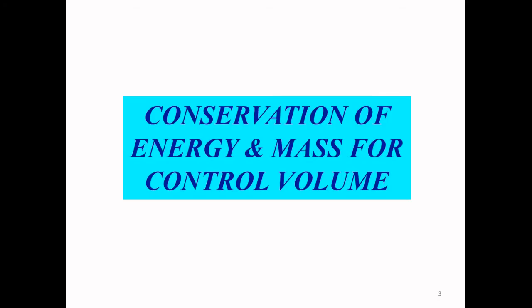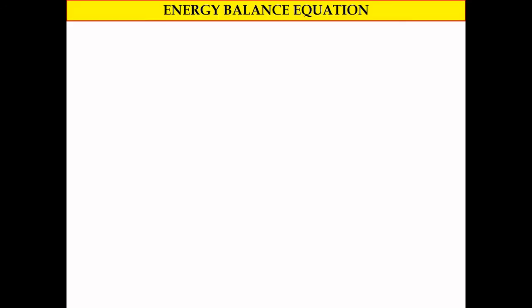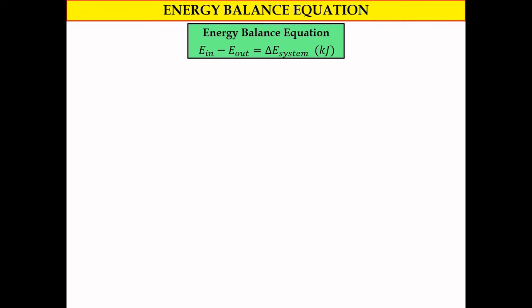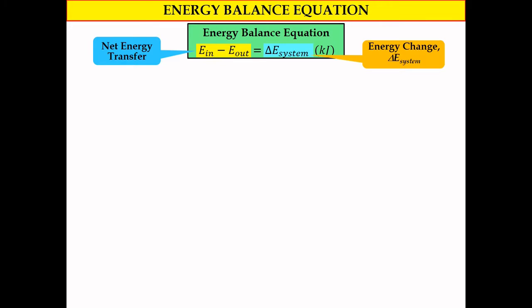Conservation of energy and mass for control volume, or for the open system. Okay, now about the energy balance equation for the open system. Previously in chapter number 3, when we discussed the closed system, we already discussed this equation, where the energy balance equation is E in minus E out equal to delta E system. The unit will be in kilojoule. E in minus E out refers to the net energy transfer, and delta E system refers to the energy change of the system.